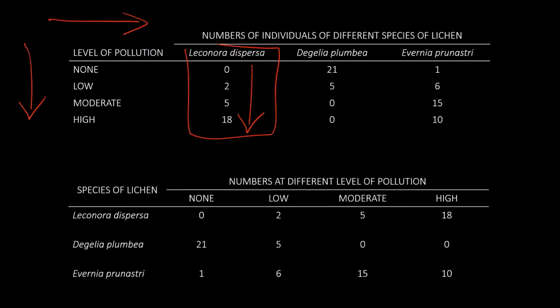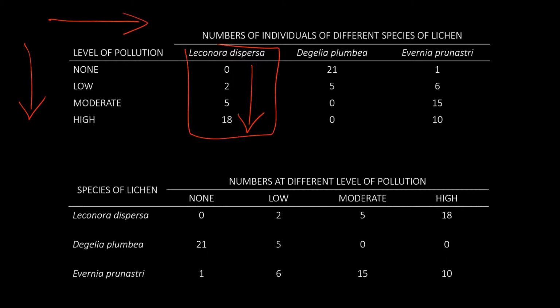So you're looking down the column to compare, and you can do the same for the other 2 species. The other table down below is if you were looking at something slightly different, because you might not be that bothered about what happens to the individual species. What you might want to know is, how can I tell at different levels of pollution what sort of distribution of species I would expect?